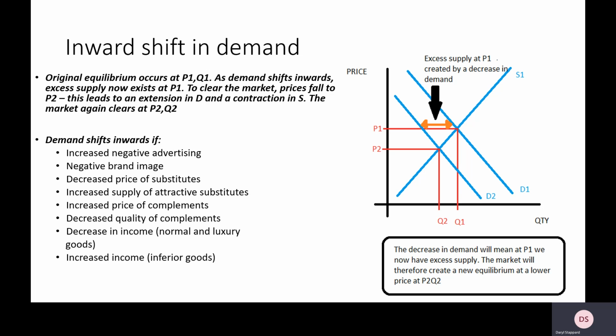So what now needs to happen is the market price needs to fall down to P2. Now, as price levels start to fall, we're going to get a bit of an extension in demand. We're going to get a bit of a contraction in supply. And the invisible hand will ensure that, again, demand will equal supply, albeit at a lower price of P2 and a lower quantity.